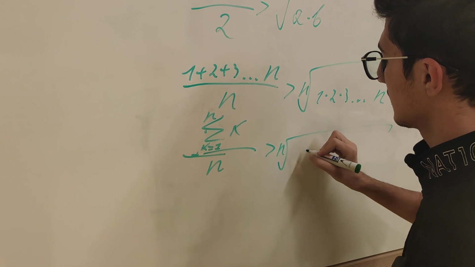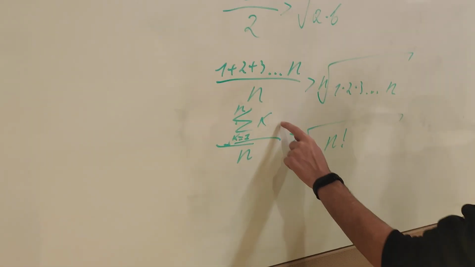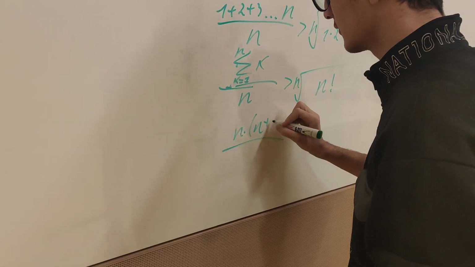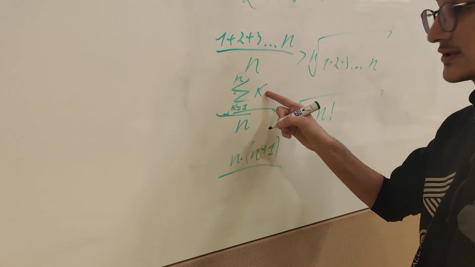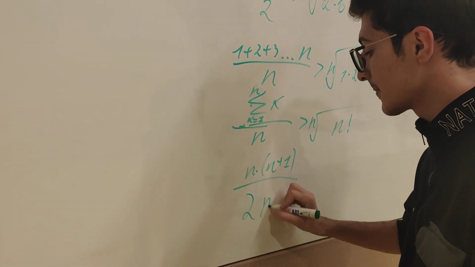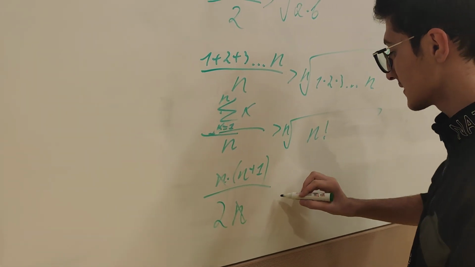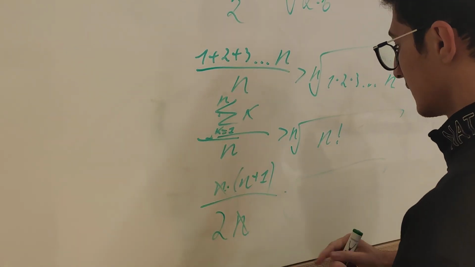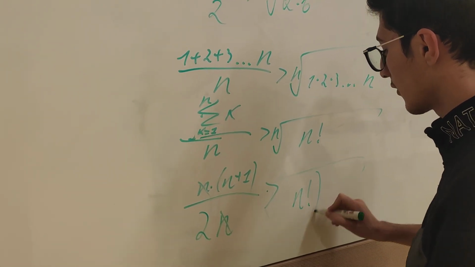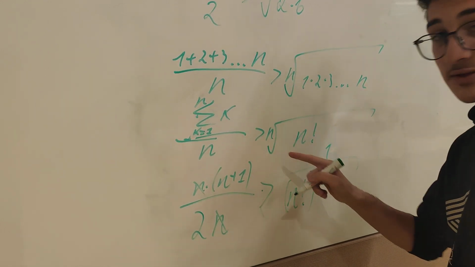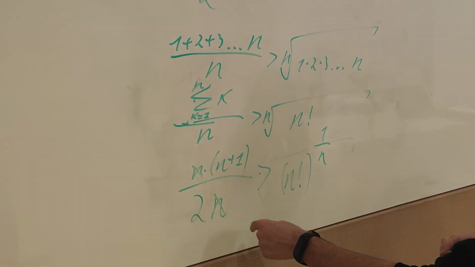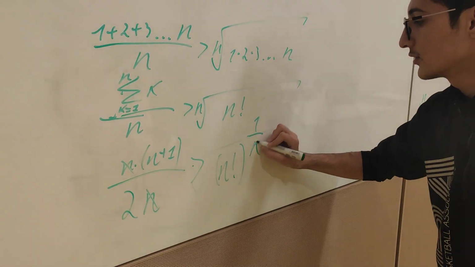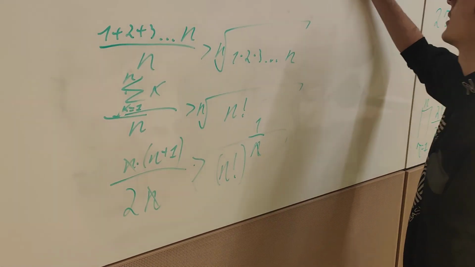And we know that the sum means n times (n plus 1) over 2, and we have n, and the n's cancel each other. I don't want to write it like that, it's like n factorial to the power 1 over n. It's true, and we know that we need to get that from there. How to get it? We do that.